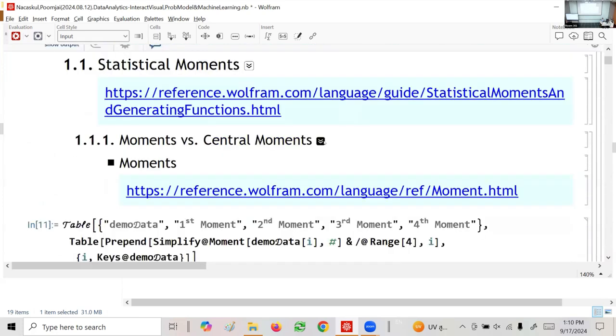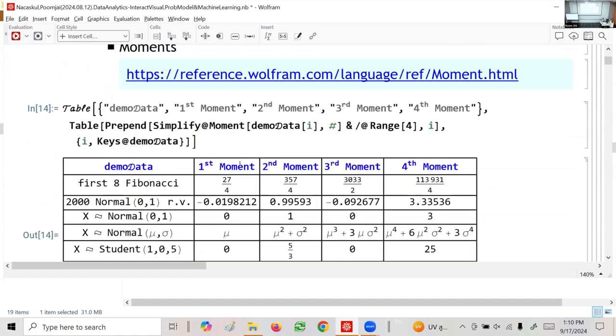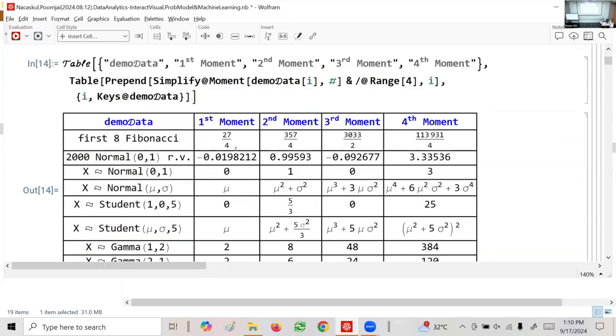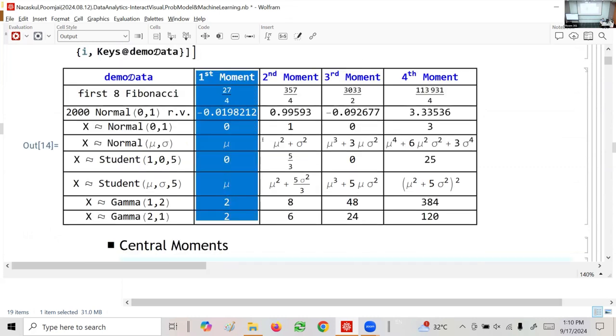Now, the central moment. The first moment is basically an average of individual data points raised to power 1. So that's basically an average, right? If I have the Fibonacci numbers, the first numbers are 1, 1, 2, 3, 5, 8, right? You take an average of the first 8, you get 27 divided by 4. Now, all this is kind of the first number you report.